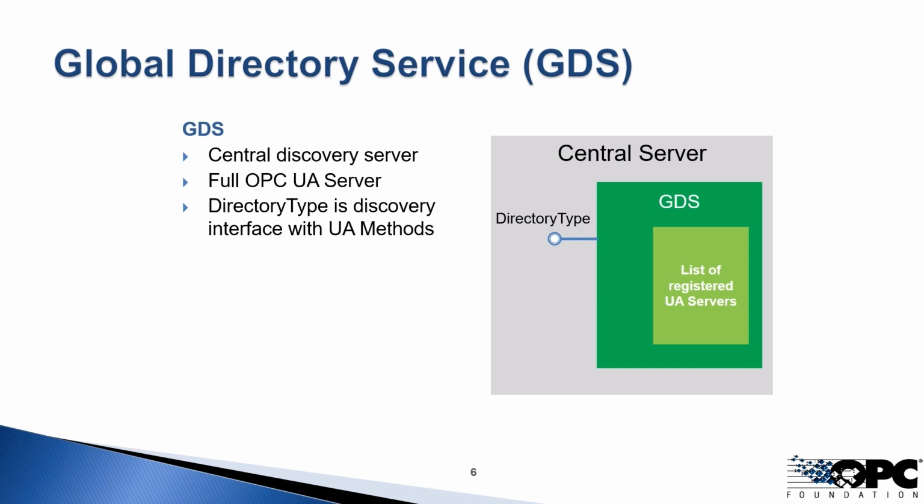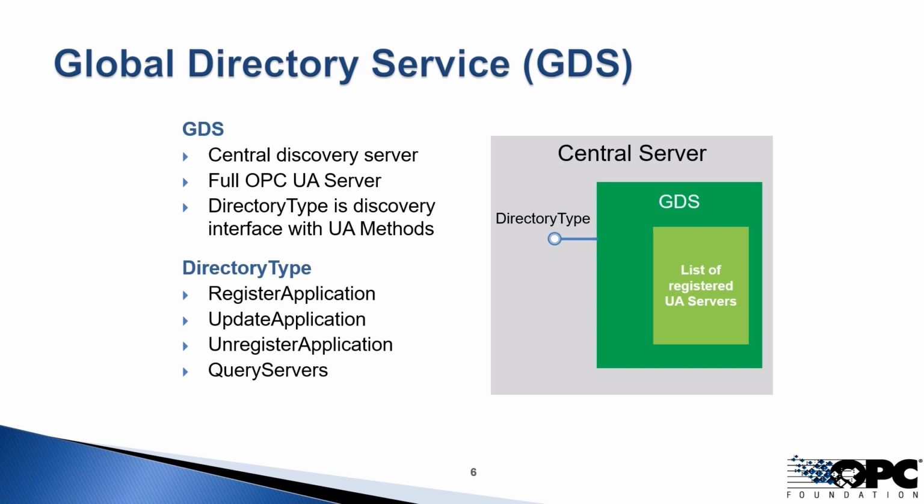But it has a specific information model with a specific object type called DirectoryType, which in turn has its own set of methods, and these methods are used for doing directory type things. And it's the use of these services that allows a client, be it an OPC UA server or an OPC UA client, to take advantage of the features of the GDS itself.